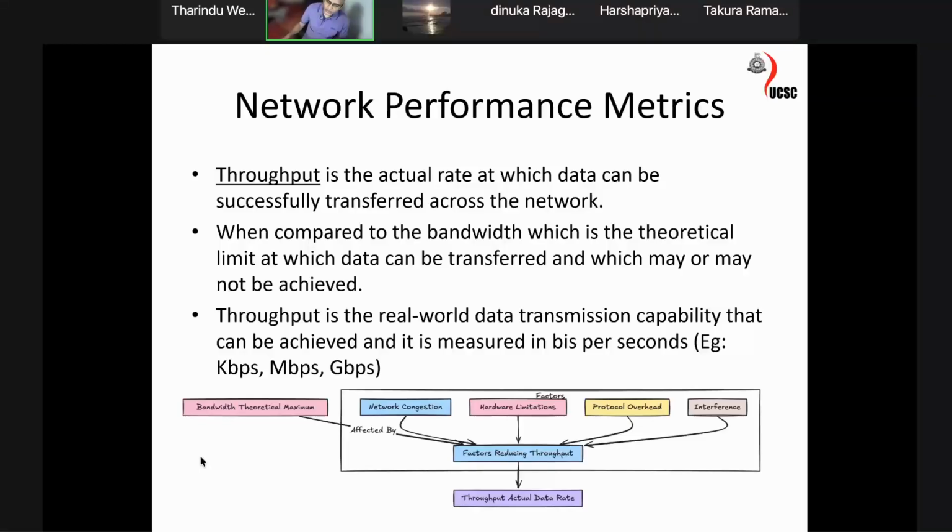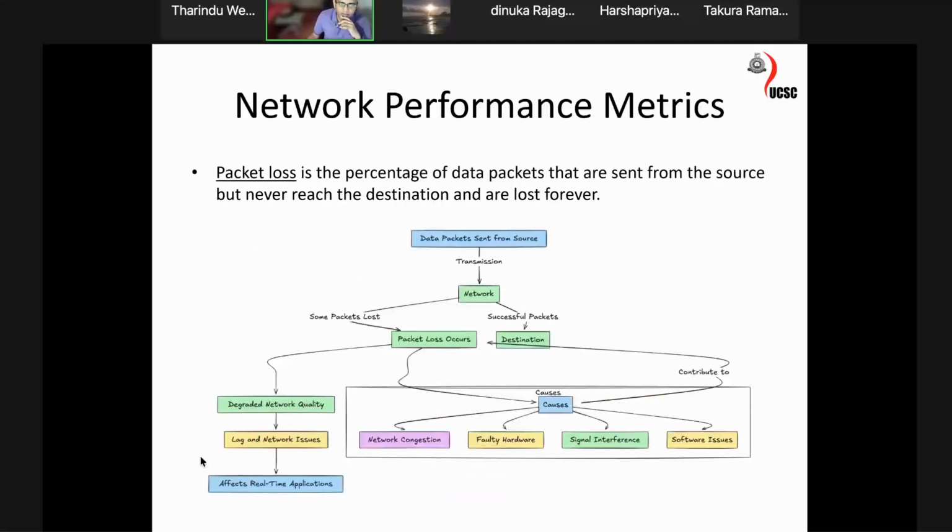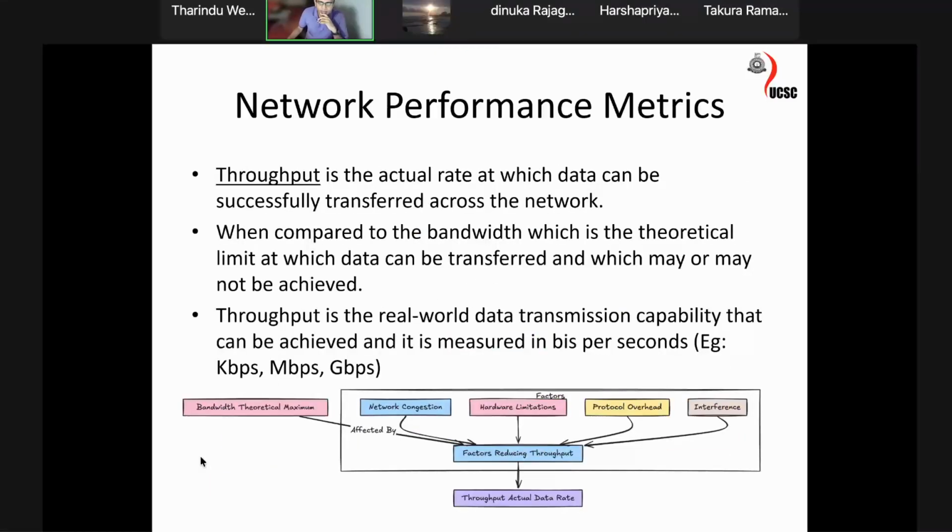To improve the throughput, you need to use tuning to increase the actual data rate. So these are the first three metrics. Any questions up to this point before we go to the next metric?